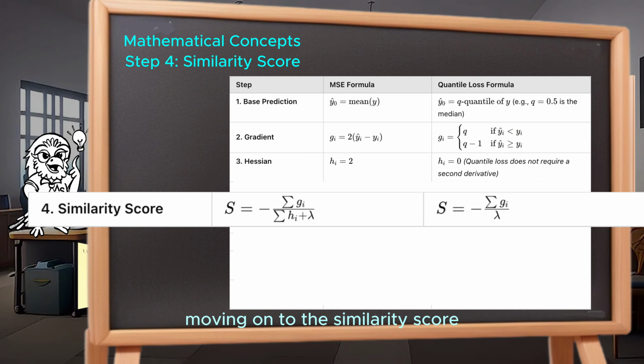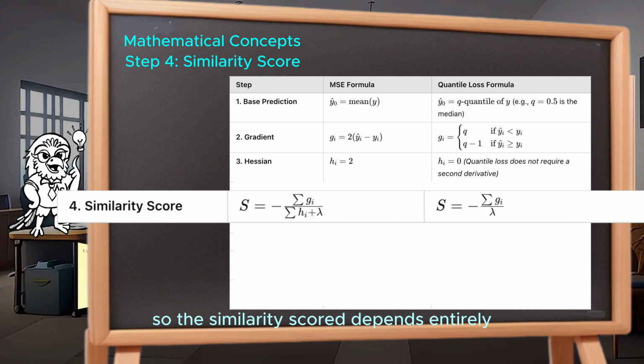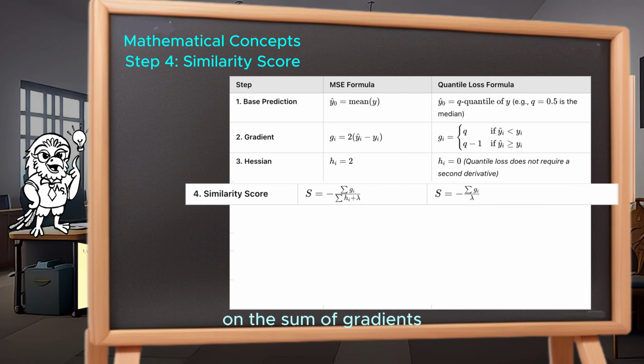Moving on to the similarity score, this is what decides how well a split in the tree separates the data. For MSE, G and H are the gradients and Hessians, and lambda is a regularization parameter that prevents overfitting. For quantile loss, it's the same idea, but simpler because Hessian equals 0. So, the similarity score depends entirely on the sum of gradients.